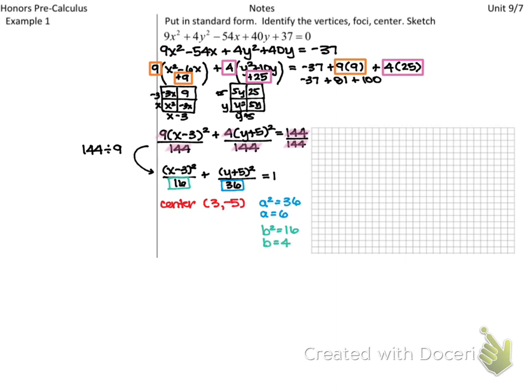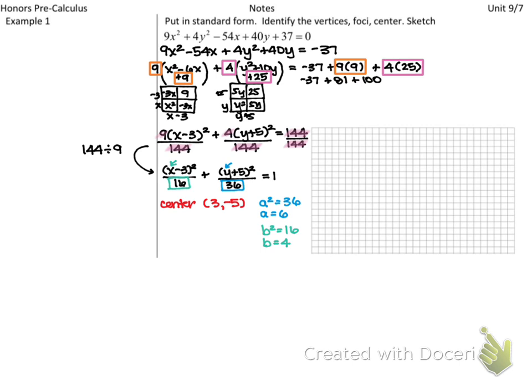Even if you're not sure which one is a and which one is b, just the bigger number gives you the location of the vertex. So if you're like, which one's a, which one's b, it doesn't really matter. You just need to know that one of them, the larger one, is the one for your major. And just pay attention to what direction you're going in. So my a value came from the y, so I'm going to go more in the y direction. And my b value came from the x, so I'm going to go less in the x direction.